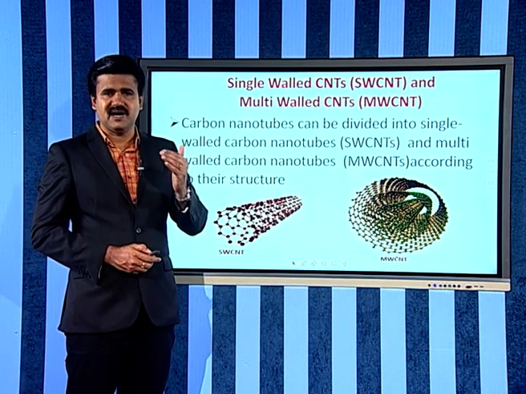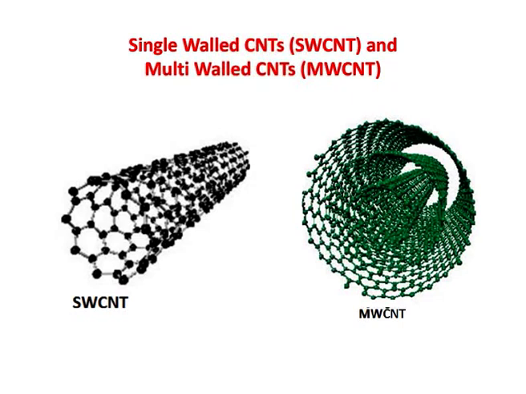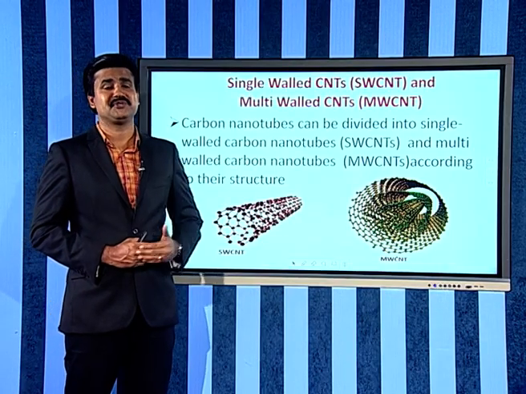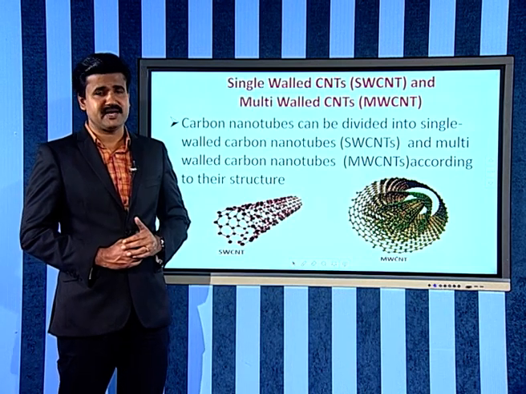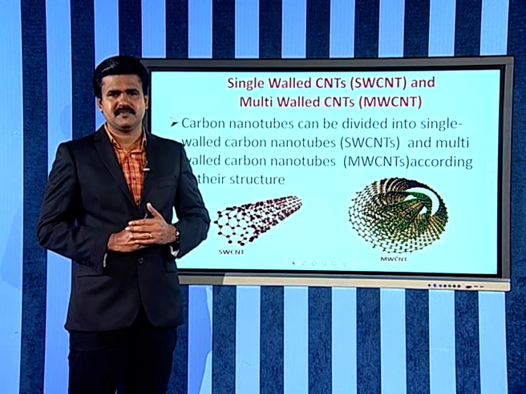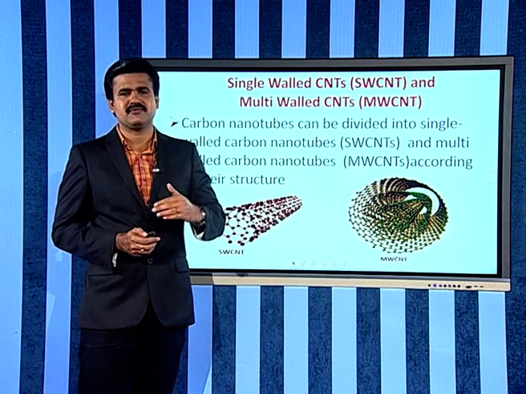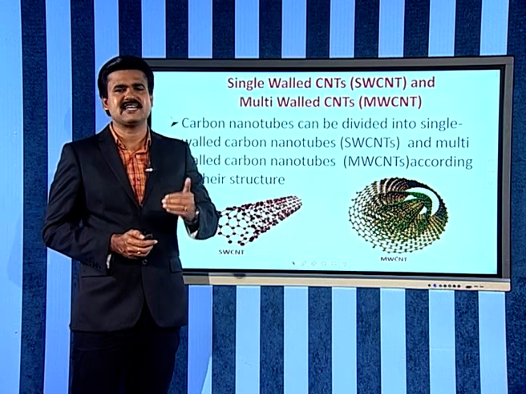Single-walled and multi-walled carbon nanotubes. The carbon nanotubes can be divided into two categories. These two categories are SWCNT or simply SWNT, single-walled carbon nanotube, and multi-walled carbon nanotube. This is definitely according to their structure. In a single-walled carbon nanotube, there is only one wall, but in a multi-walled carbon nanotube, there are concentric walls, one inside the other, just like the arrangement of PVC pipes, a small one placed inside a bigger one.